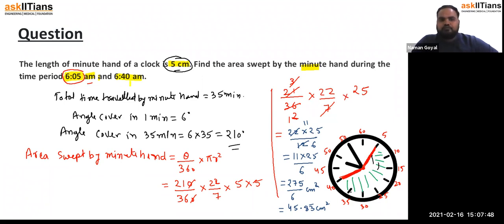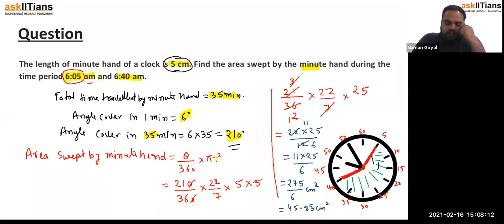To find how much angle, the first thing we have to do is find how much time the minute hand traveled. If it traveled 35 minutes, and as we know that in 1 minute it travels 6 degrees, then for 35 minutes how much angle does it cover? 210 degrees, right? Are you getting my points?